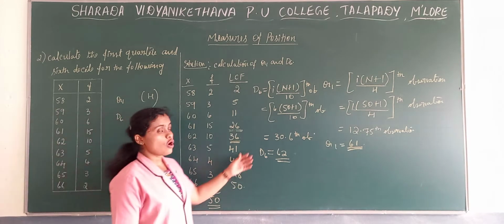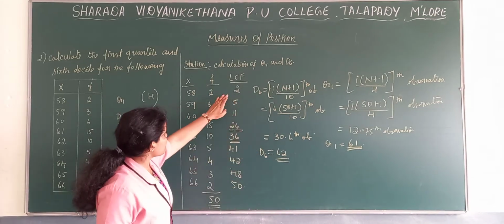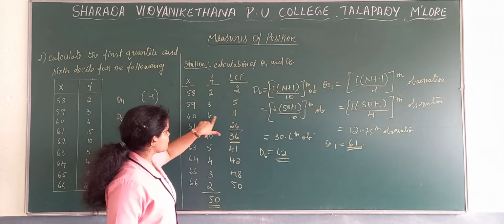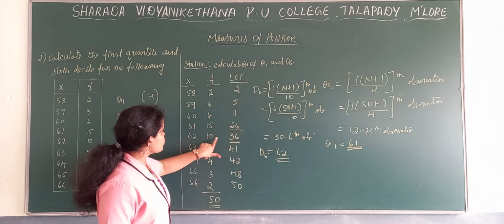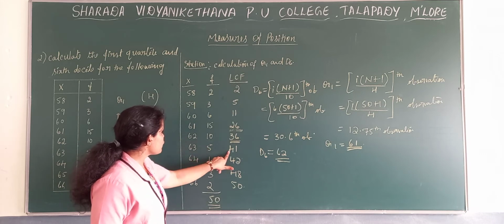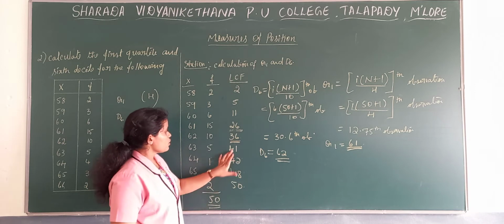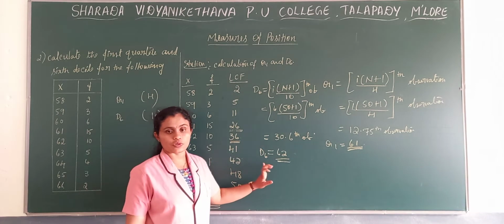This is about the first quartile and sixth decile in the case of a discrete frequency distribution. For quartiles, deciles and percentiles, firstly we need to find the LCF, and you know how to find the LCF. After finding the LCF, here it is 41 plus 1, it is 42.